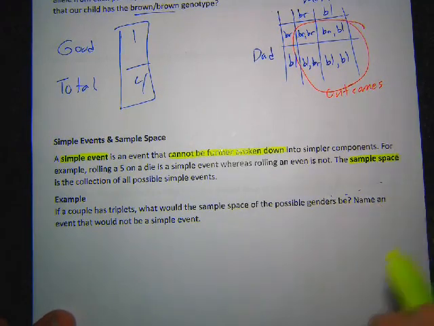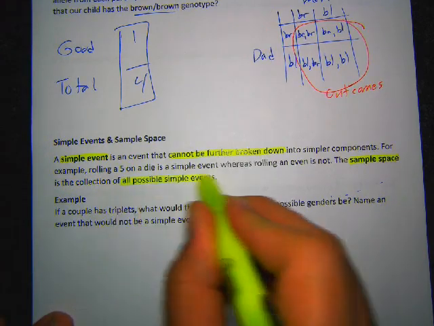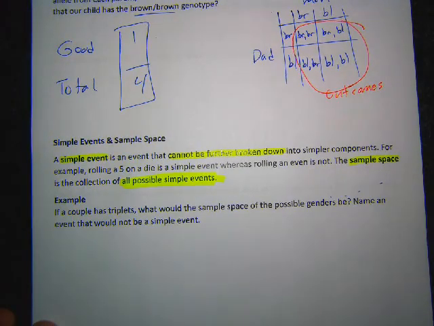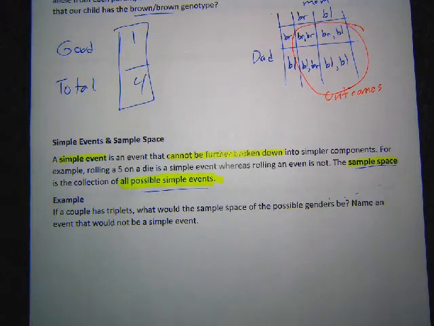The sample space, so the sample space is the collection of all possible simple events. All stuff that can't be broken down any further. So that would be your sample space. Sample space, all the simple events.